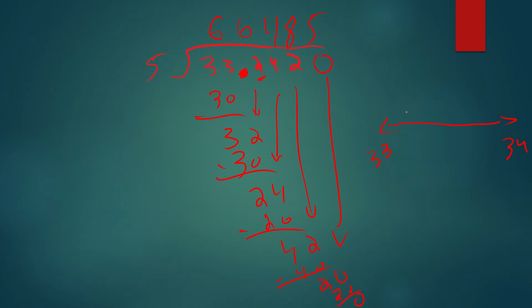So here, 33.2, if I put that on the number line, it's going to be right around there. So is this closer to 33 or 34? Your answer should be 33, okay? Which means that 5 goes into 30, 6 times, and that should be our answer. Okay, both ways work.